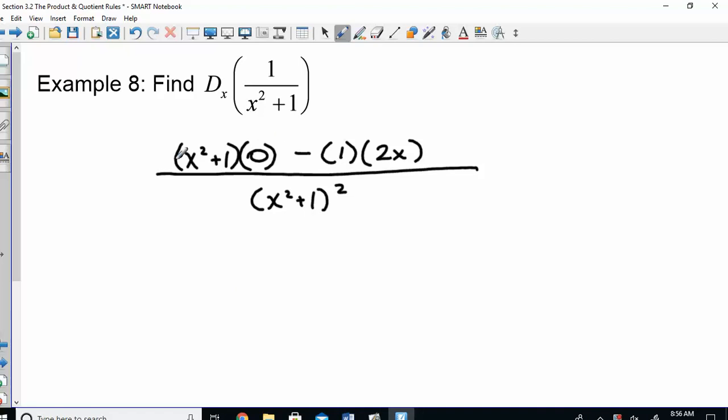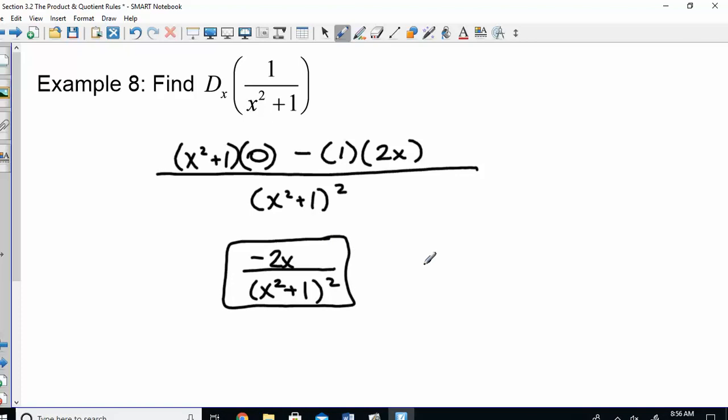All right, 0 times anything is 0, so that all drops out. Minus 1 times 2x would just be a negative 2x over the x squared plus 1 squared. And that is all we can do on this one.